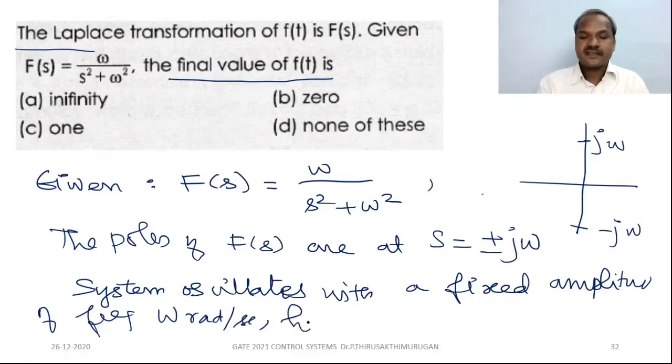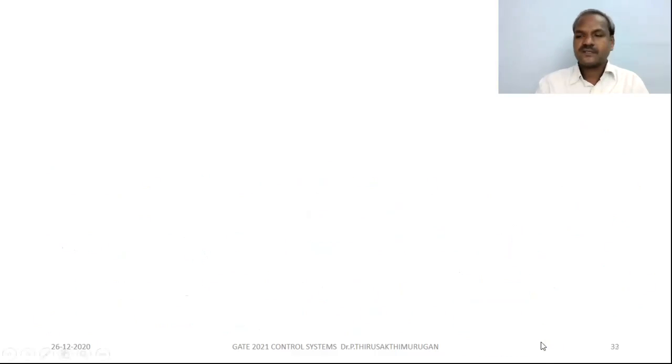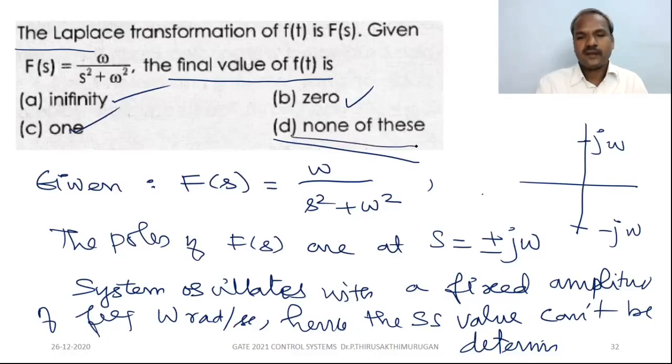Hence the steady state value can't be determined. Okay, can be determined. So which is the answer? D is the answer. None of these: infinity, 0, or not 1. So none of these is the correct answer. The correct answer is D. Okay.